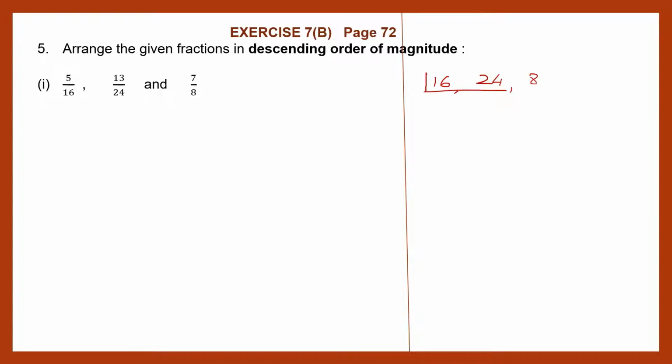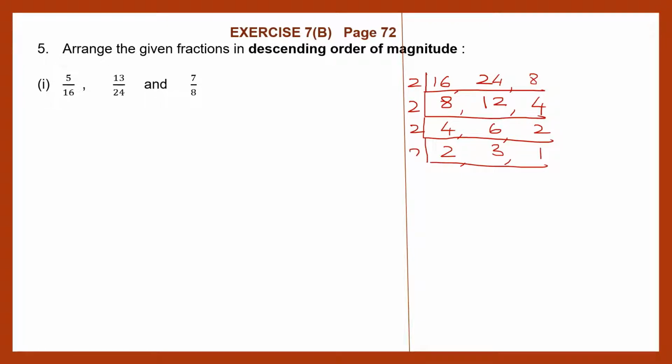Let's start with 2. 2 8s are 16, 2 12s are 24, 2 4s are 8. 2 4s are 8, 2 6s are 12, 2 2s are 4. We continue with 2. 2 2s are 4, 2 3s are 6, 2 1s are 2. 2 again, 2 1s are 2. We bring down 3, 1. Now we go on to 3. 3 1s are 3, 1.